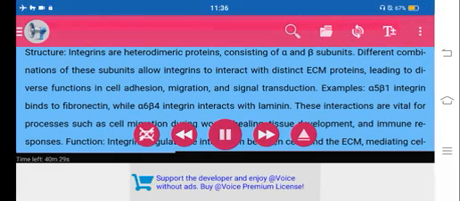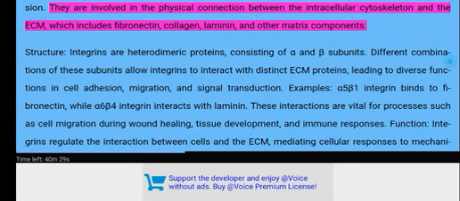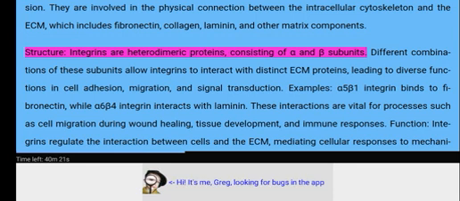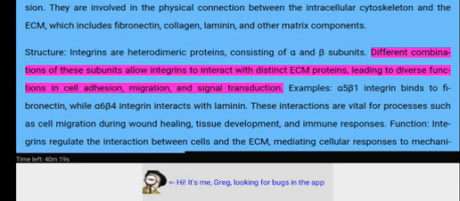The physical connection between the intracellular cytoskeleton and the ECM, which includes fibronectin, collagen, laminin, and other matrix components. Structure: integrins are heterodimeric proteins, consisting of alpha and beta subunits. Different combinations of these subunits allow integrins to interact with distinct ECM proteins, leading to diverse functions in cell adhesion, migration, and signal transduction.